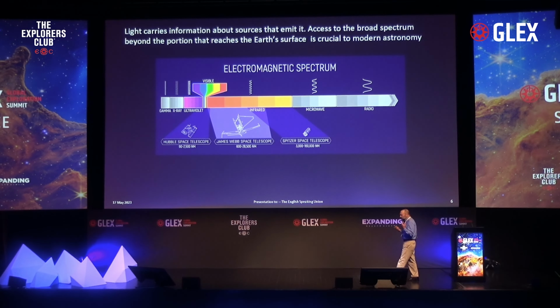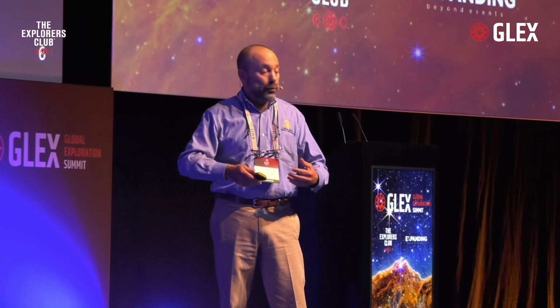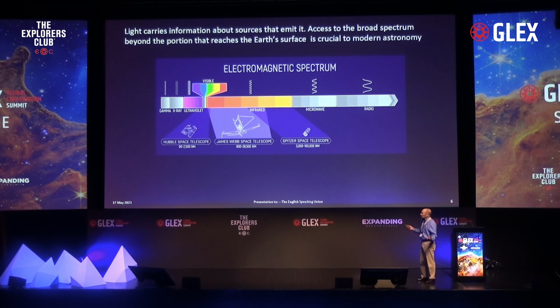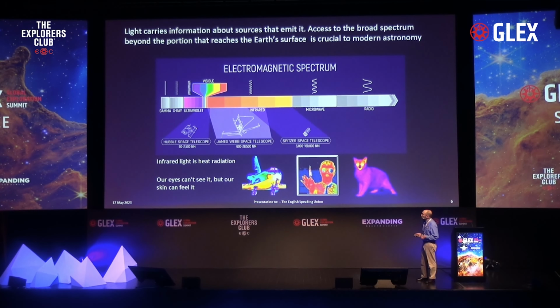Now, everything we know about the universe is transmitted to us in starlight. And much of what modern astronomers do is extract physics information from the starlight. And so in order to learn about the universe, we want all the light. To get all the light, we need to put our telescopes in space. So this is a major reason why we put telescopes in space. And in the Webb mission, we're focusing on infrared light, which is heat radiation.